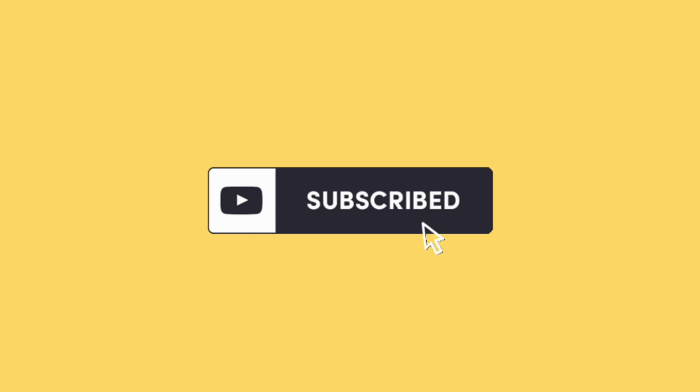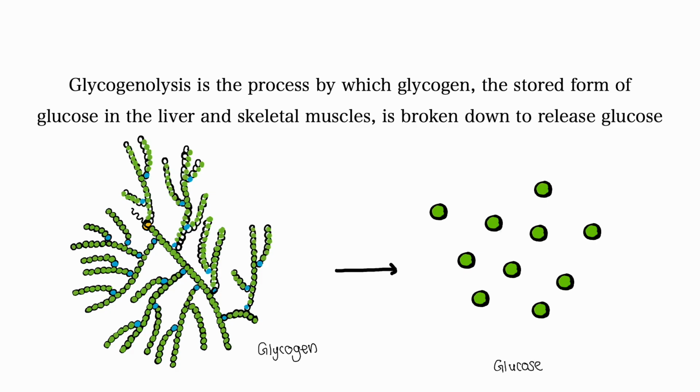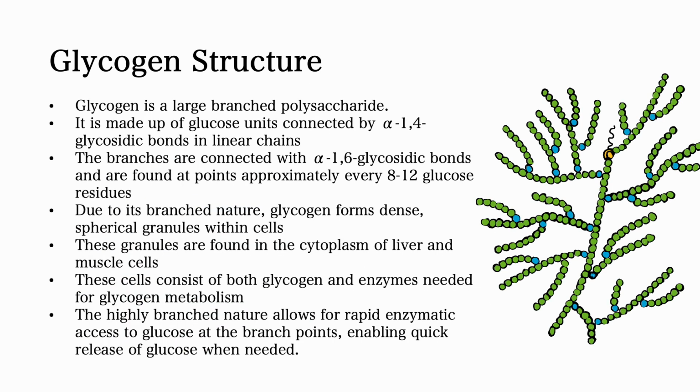Okay, let's get to the video. Glycogenolysis is the metabolic process by which glycogen, the stored form of glucose in the liver and skeletal muscles, is broken down to release glucose. So let's briefly go over glycogen and then explore the process of glycogenolysis.